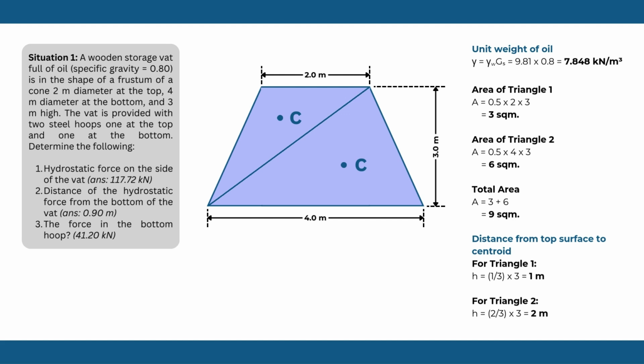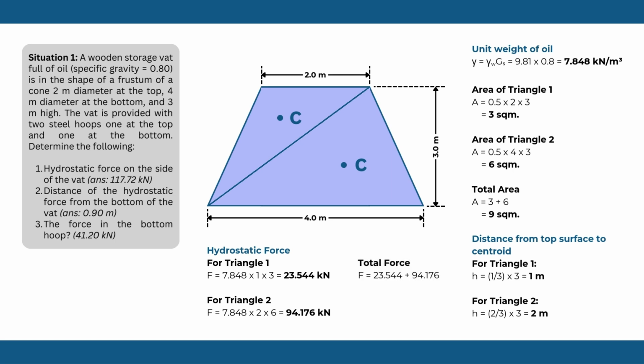Now na alam na natin yung unit weight, centroidal heights, and individual areas nila, plug lang natin siya sa hydrostatic force equations natin, then sum up lang natin yung values nila. With that, we will get a total value of 117.72 kilonewtons.